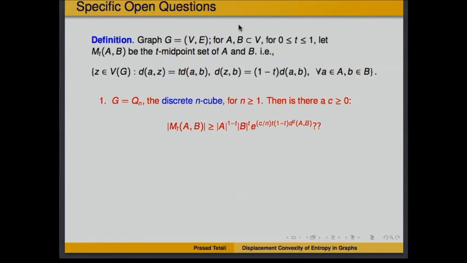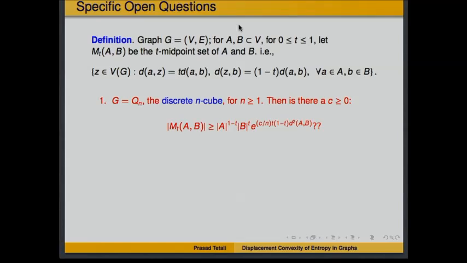Okay, so this is a confession slide saying that what we don't know is as interesting, or maybe more interesting, than what we do know. So before I tell you what we're able to do, let me show you a couple of problems that we would like to solve, but we're still struggling with. So, G is the graph, and the main definition here is M_t(A,B), which is the t-midpoint set.